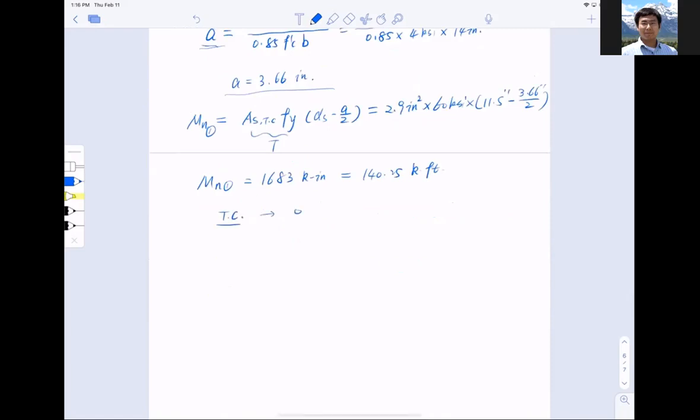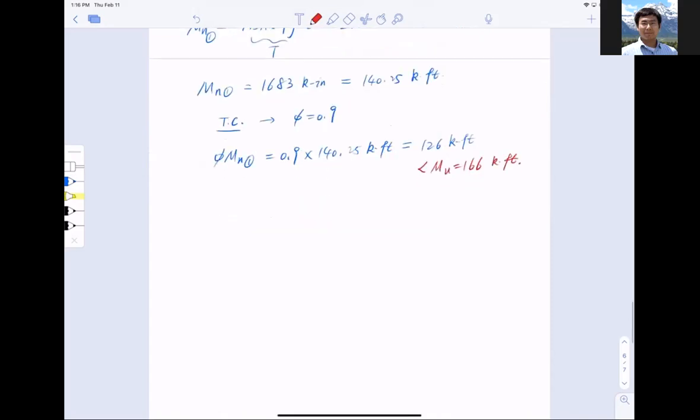Okay, so this is a good number, and I already know it's tension controlled, isn't it? So I can say phi equal to 0.9. With this, I say phi Mn, and don't forget this is phi Mn1, okay? That equals 0.9 multiplied by 140.25 kip foot and arrives at 126 kip foot, which is much smaller than the required, which is 166 kip foot.